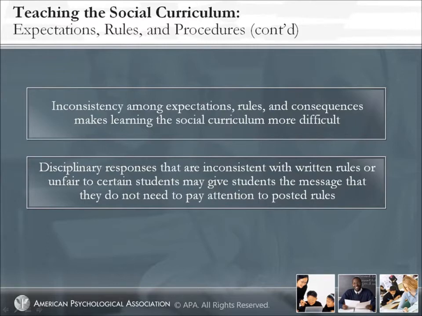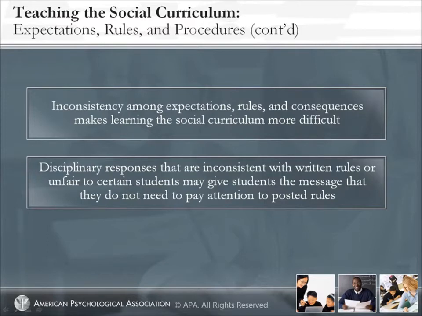or school situation. Disciplinary responses that are inconsistent with written rules or unfair to certain students may give students the message that they do not need to pay attention to posted rules, since what the teacher says is not the same as what she does.